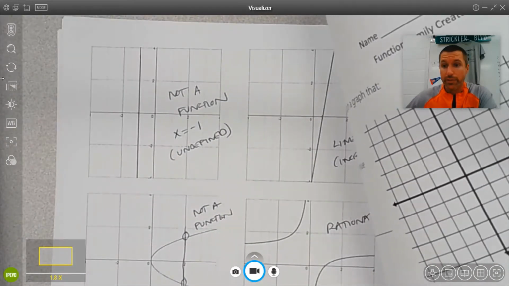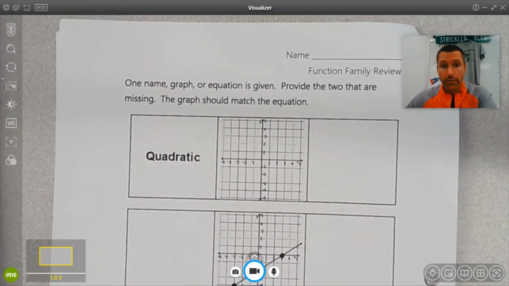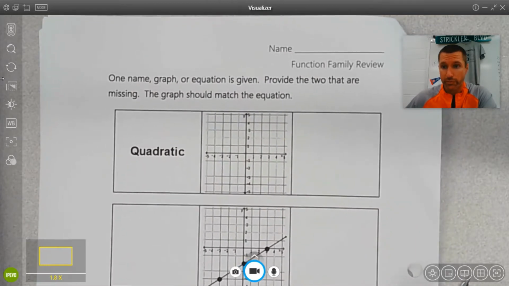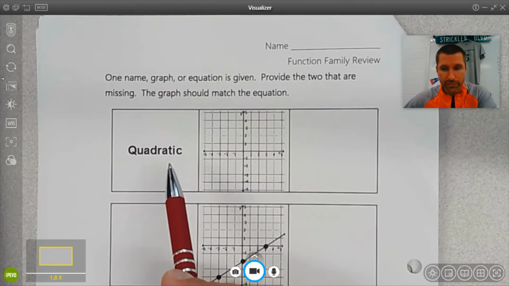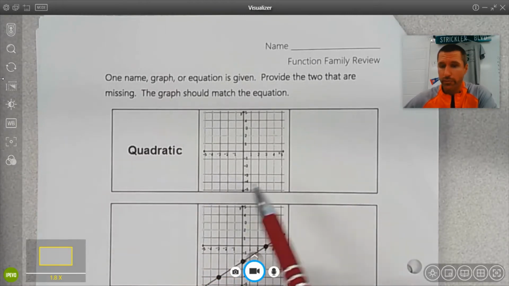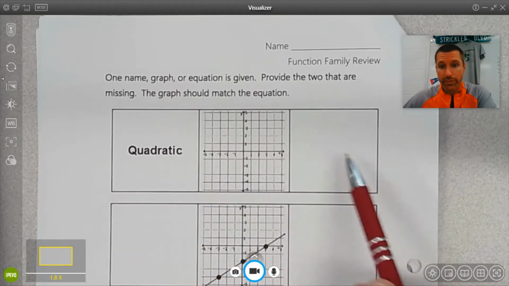Okay, in your packet, after what we covered the other day, we've got a function family review we're going to go through real quick here. Let's start with the first one. We want to look at what is the function family name given. What would the graph look like if we could come up with the equation over here?